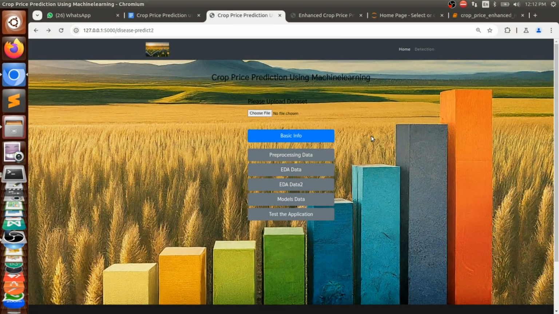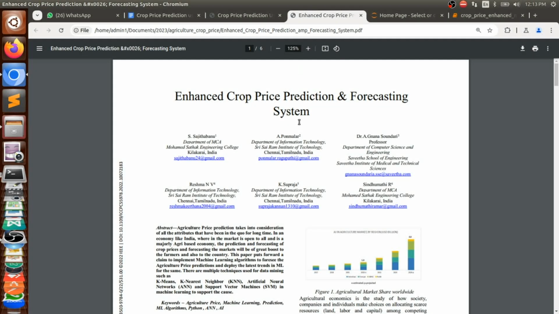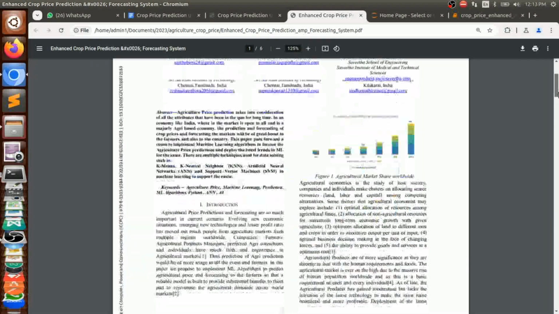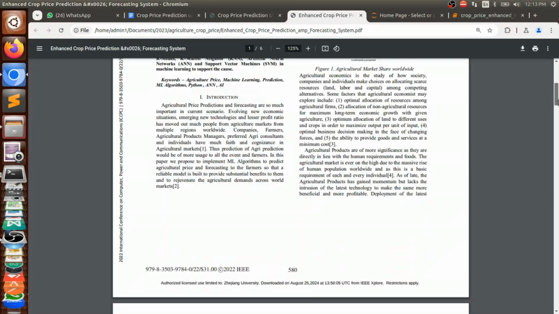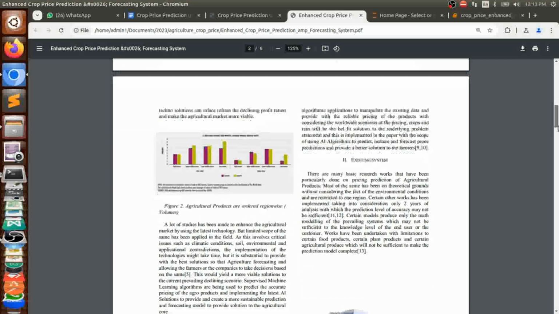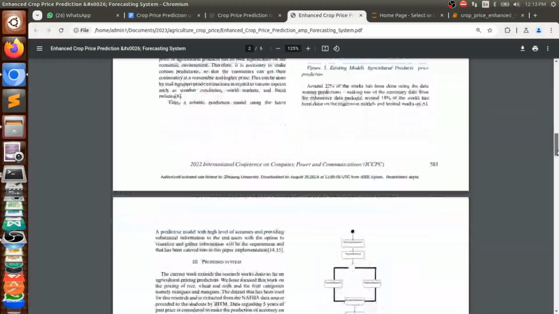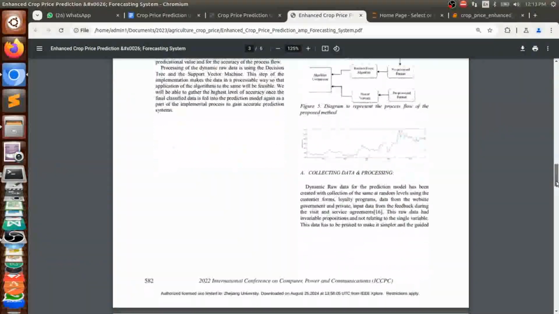First, we'll discuss the introduction of our topic: what crop price change is, how it happens, and what impact it brings on the farmers. All those things we'll discuss one by one. After that, I will discuss the research paper in detail: what is there in the present research paper and what we need to do better than this paper so that we get a better result.